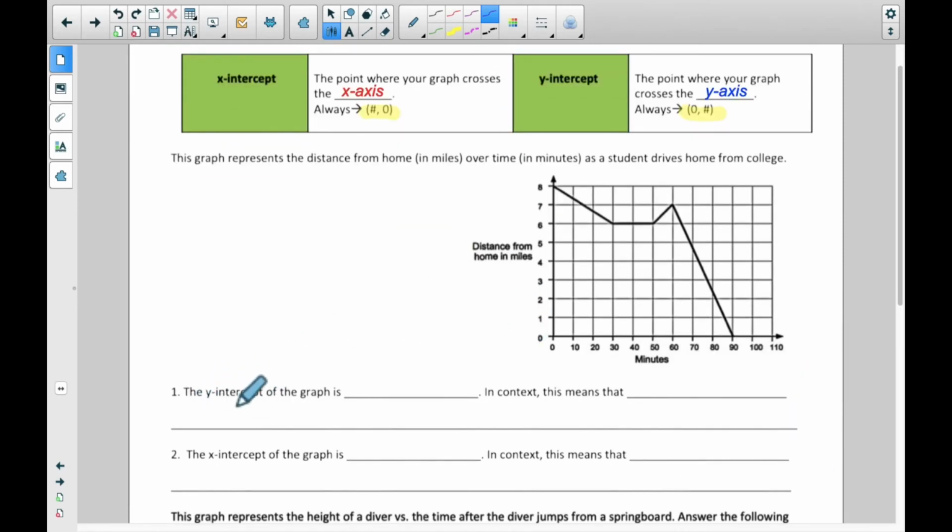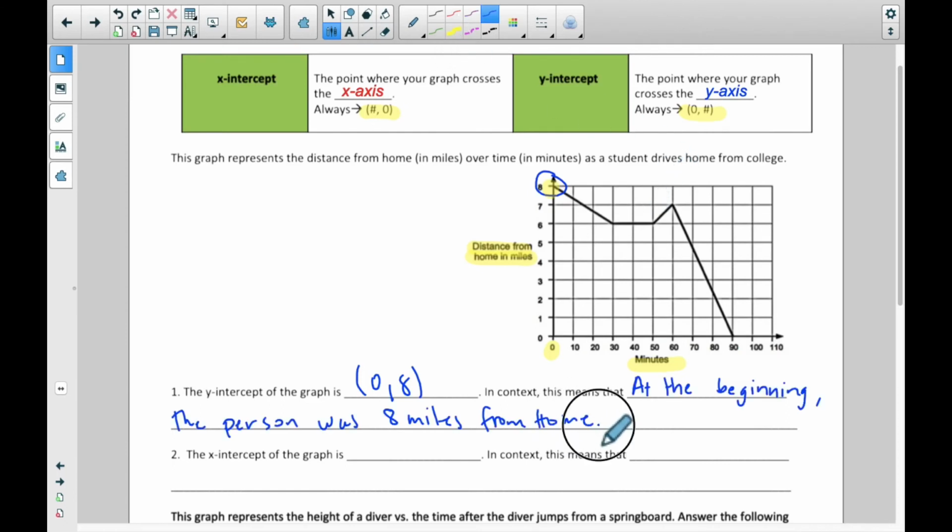So the first part says the y-intercept of this graph. The y-intercept is right here, and we could say that that coordinate is (0, 8). So we have to give it as a coordinate. And what that means, well, let's look at the whole graph. We have the distance from home in miles, and we have minutes or time. So at 0 minutes, it was 8 miles away from home. Maybe it was a person walking home. So when we answer that question, we have to look at the axes to figure out what's going on. At the beginning, or at time equals 0, the person was 8 miles away from home.